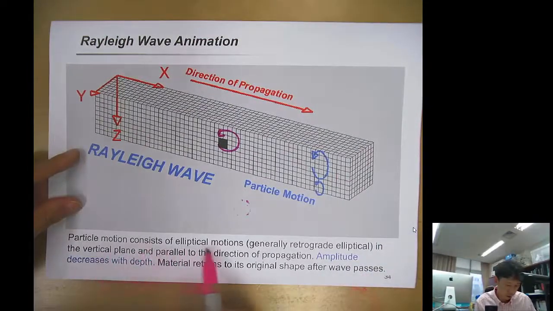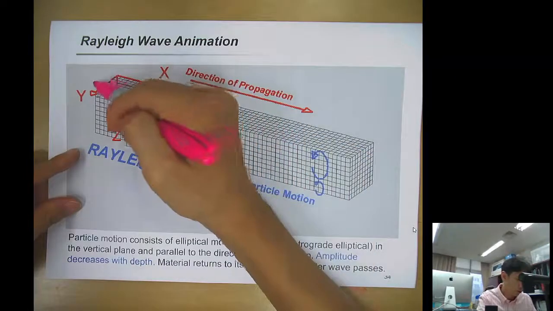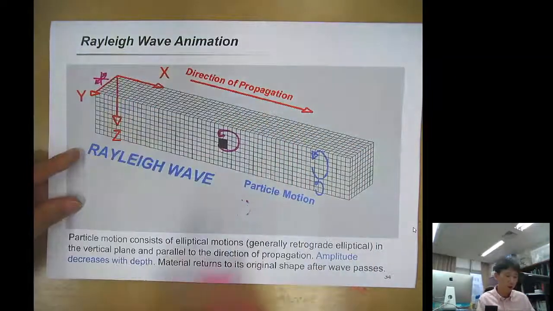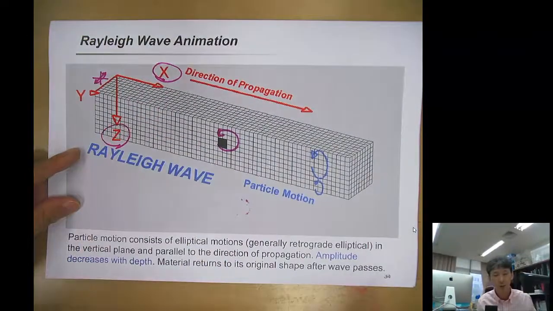Particle motion consists of elliptic motion, generally retrograde elliptical, in the vertical plane and parallel to the direction of propagation. So here it doesn't show any movement in the y direction. So the Rayleigh wave involves movement in the x direction and z direction.